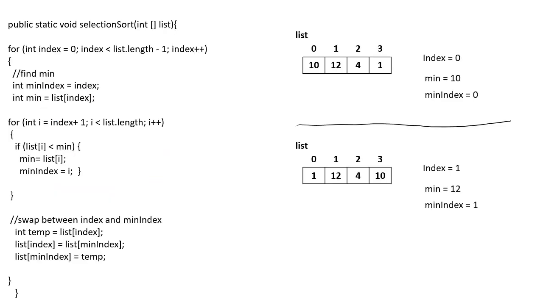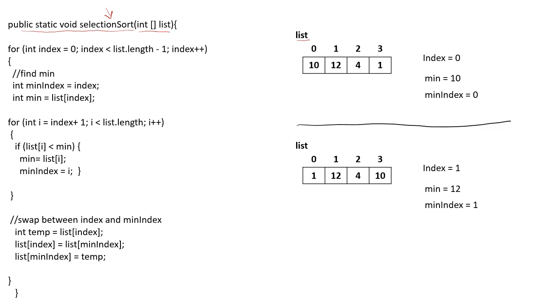So let's go and find the coding of the selection sort. So we have public static void selectionSort. This is the name of my method. As parameter, we have int[] list, which means we are taking as parameter an array. The name of the array is list. So let's assume we have our array as list. The elements we have, just like in the previous slide, are 10, 12, 4, and 1.